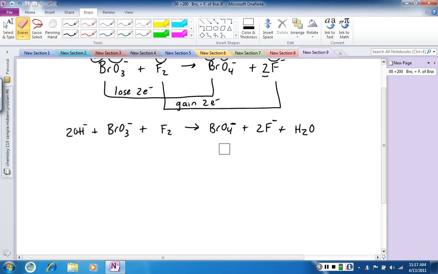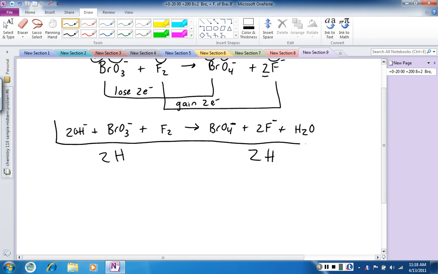The last step is to check your H's. Remember, all your atoms are balanced now. We just balanced our charges. The first step, we balanced our O's. The second step, check our H's. We have 2 H's on the left side. We have 2 H's on the right side. So we're done. Now these are basically the same as acidic, only you're going to do things a little differently.